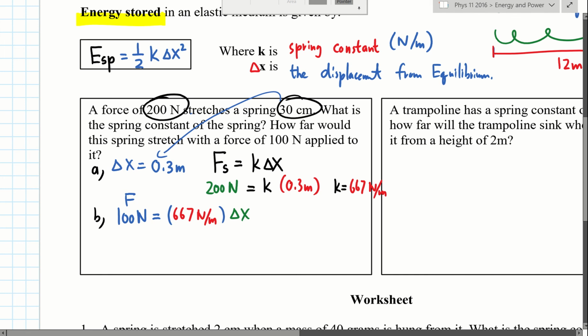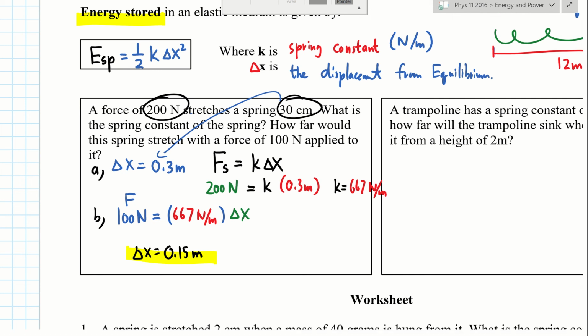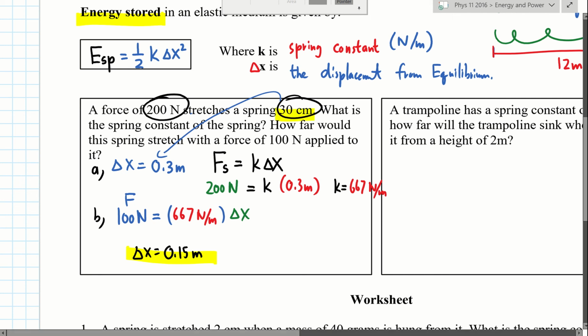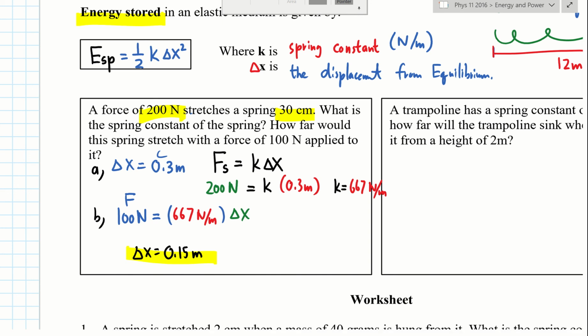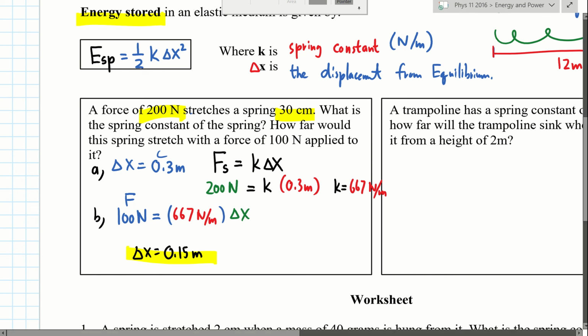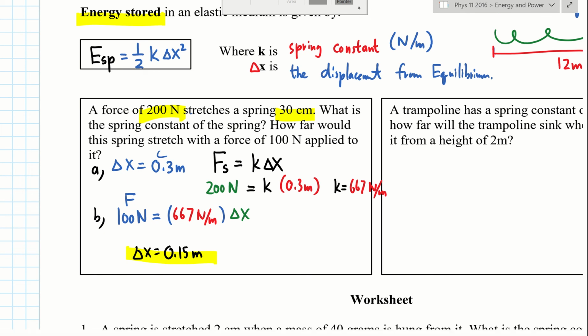How far will it stretch? So you can then calculate the amount of stretching will be exactly 0.15 meters. I mean, you don't even actually have to do a calculation to know that, because if you look at the previous example, part A, 200 Newton is enough to stretch a spring by 30 cm. So 100 Newton, which is half the force, will stretch the spring half as much, which is 15 cm, right? So that's another way to look at it.